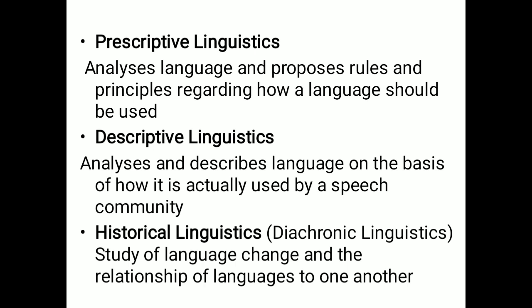Historical linguistics is also something which we have already discussed. It is the study of the evolution of a language and its relationship with other languages. You take two languages, you study whether they are related to each other, and if they are related to each other, you then try to find out the source of these two languages or the mother language of the languages that you are studying. That is also called diachronic linguistics.